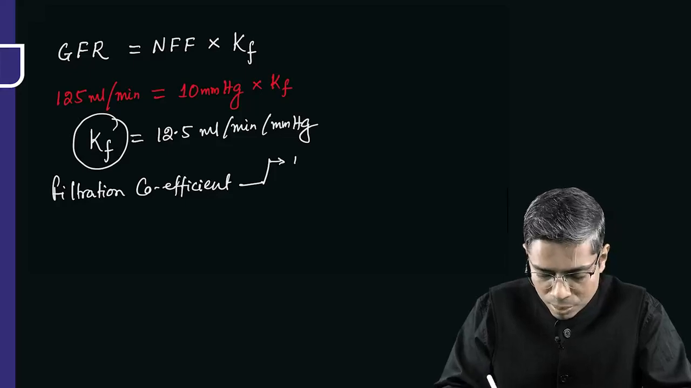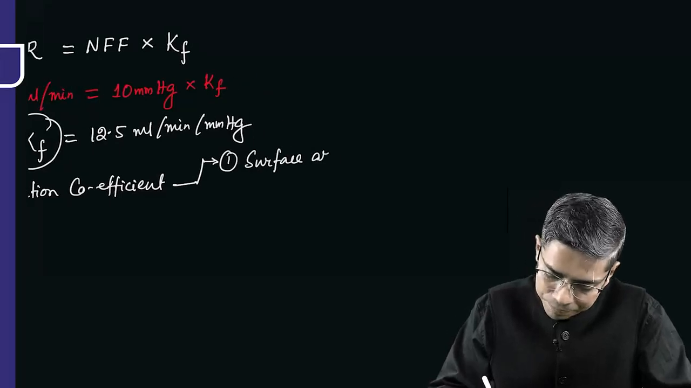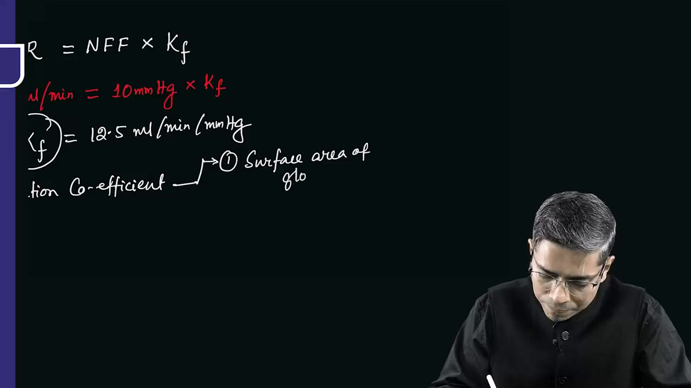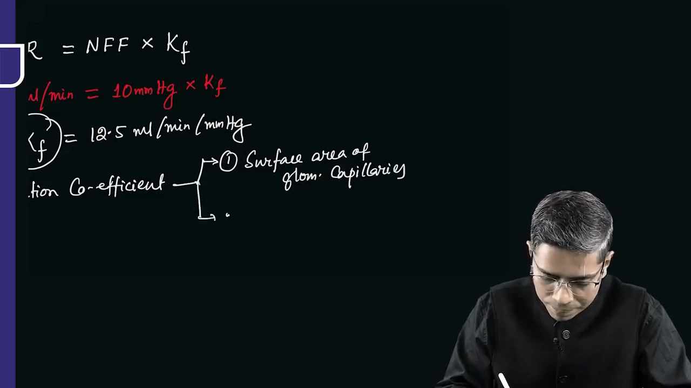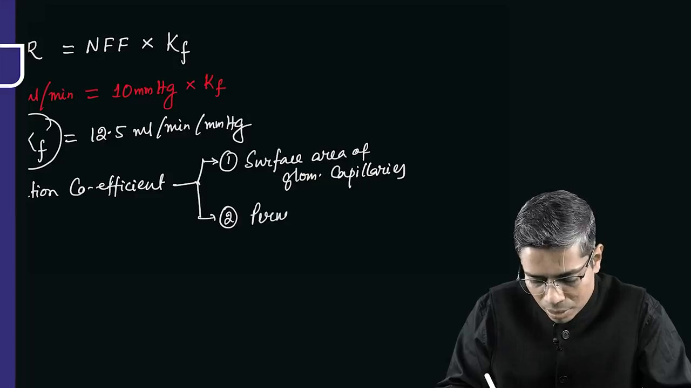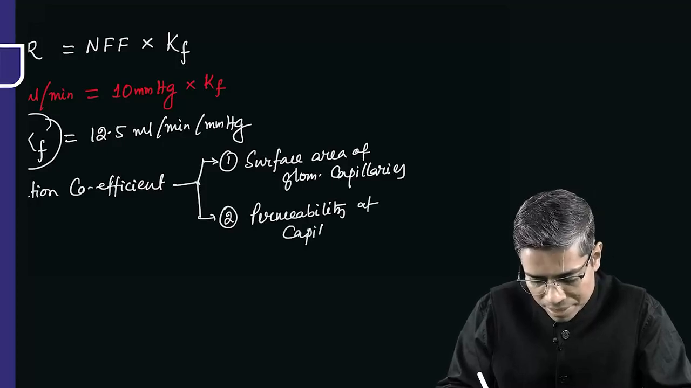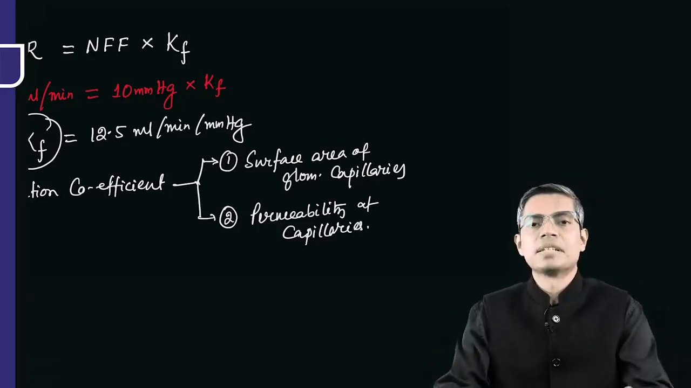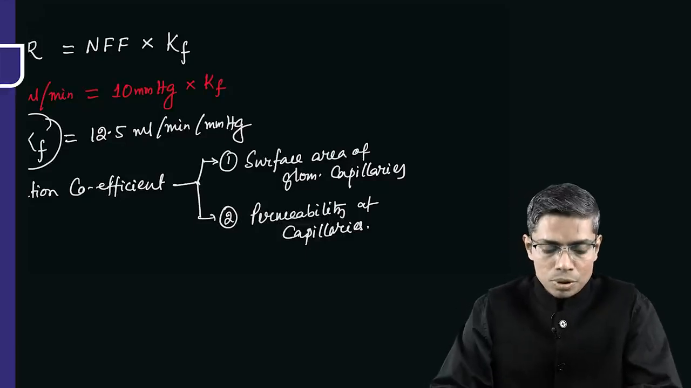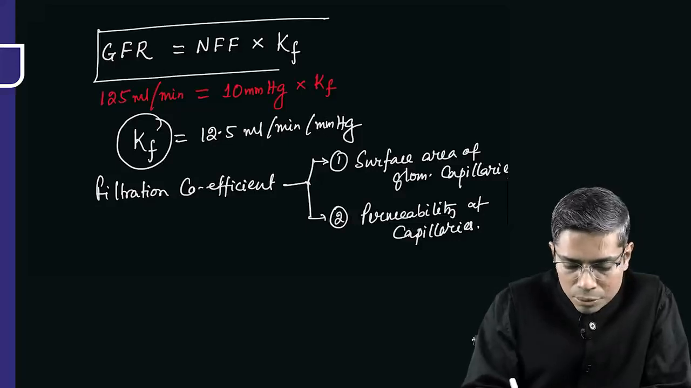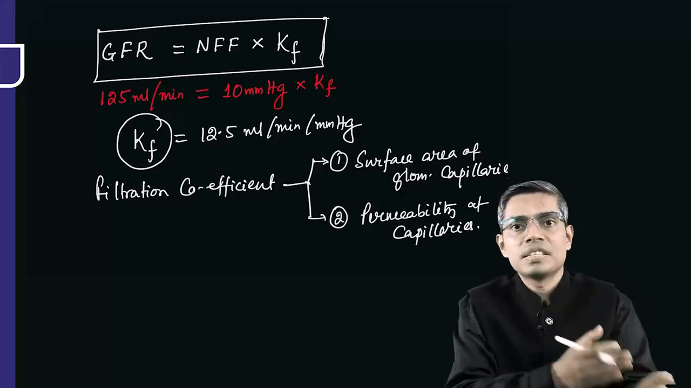Number one, that is the total surface area of glomerular capillaries. And the second one is the permeability of glomerular capillaries. So these are the two parameters on which the constant Kf, the filtration coefficient, depends. You can easily understand from this equation that if, for any reason, the Kf is changing, then GFR will also change. If the Kf is decreasing, the GFR will decrease.